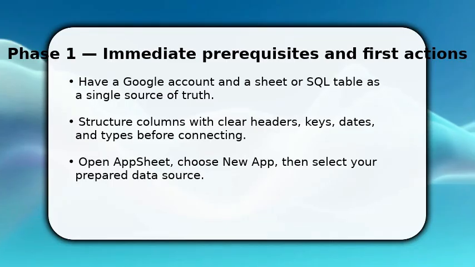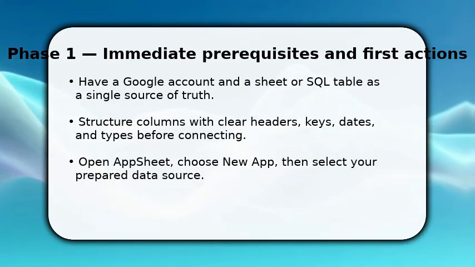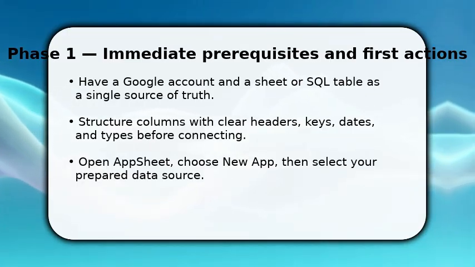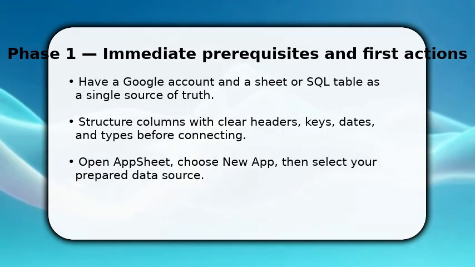You begin by connecting real data. This matters because AppSheet generates structure from your source. Sign into Google, confirm the sheet is clean: unique key column, typed fields, no merged cells. Then create a new app and point it at that table.